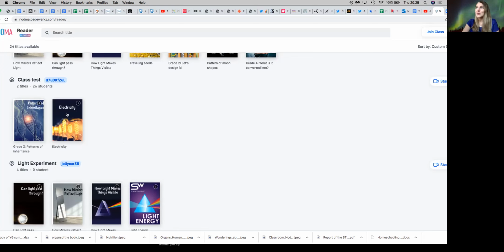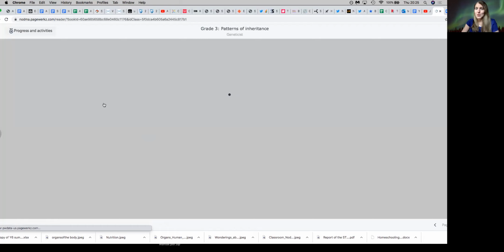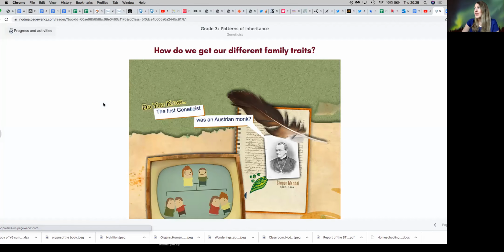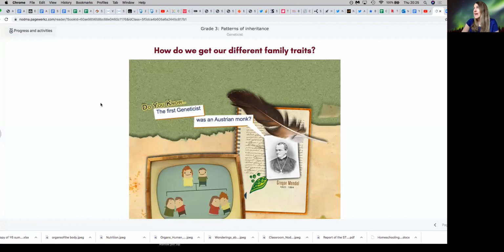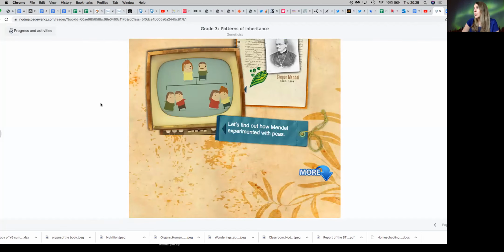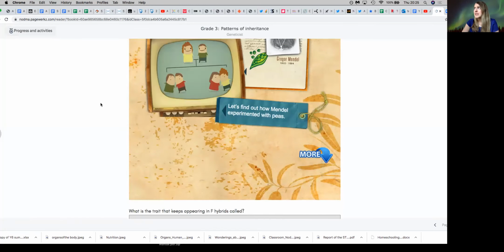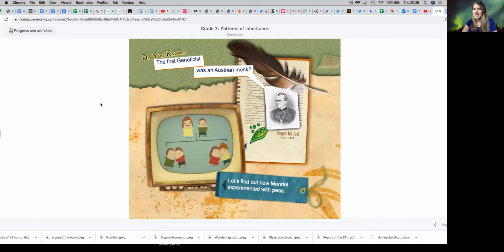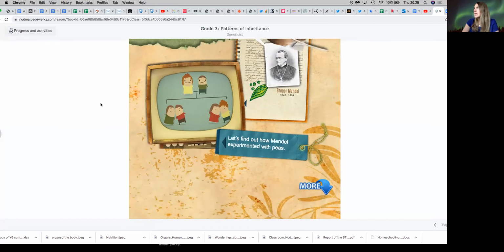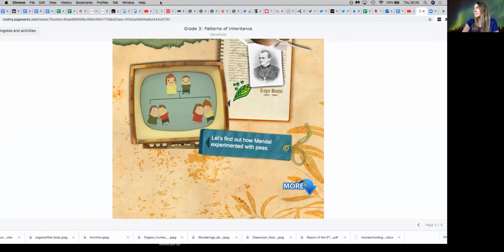So we've got, first of all, patterns of inheritance. So this was an important topic, as you saw, to go on from the classification of living things. And we looked at this in a previous video, and so I won't go into all the questions and the details and how to use it. It's just really to see how it was mapped to the curriculum.